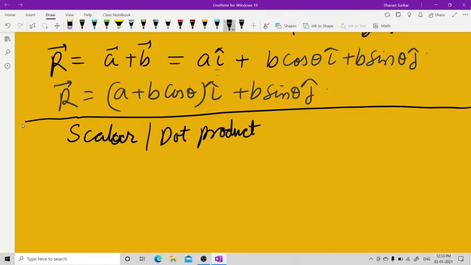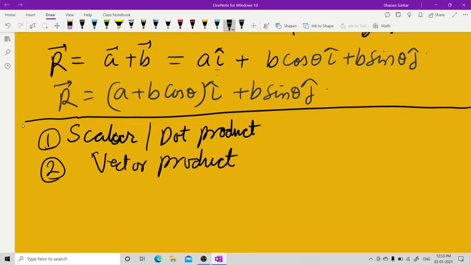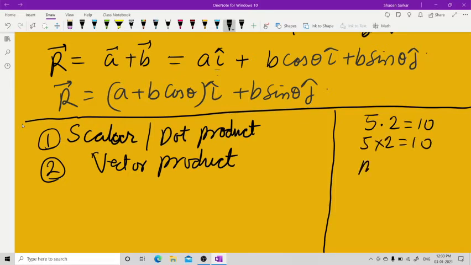The next quantity we will understand is the vector product. Here is some difference. In mathematics, you write 5.2 is 10 and 5 cross 2 is 10. But here the thing is a little different. This is in maths, you can write this way, no problem. But here it is a bit different.